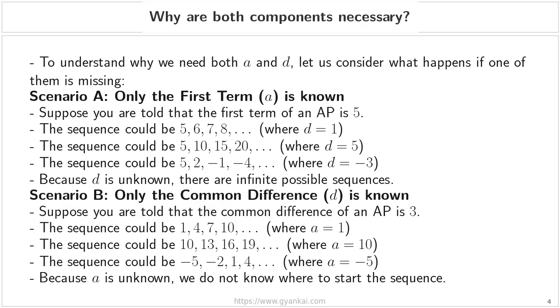Suppose I only give you the common difference, D, and tell you that D equals 3. Again, we have a problem. We know the jump between numbers is 3, but we don't know where to start. The sequence could begin at 1, giving us 1, 4, 7, 10. It could start much higher like 10, giving us 10, 13, 16, 19. Or it could start in the negatives like -5, giving us -5, -2, 1, 4. Without the first term, we are essentially lost.